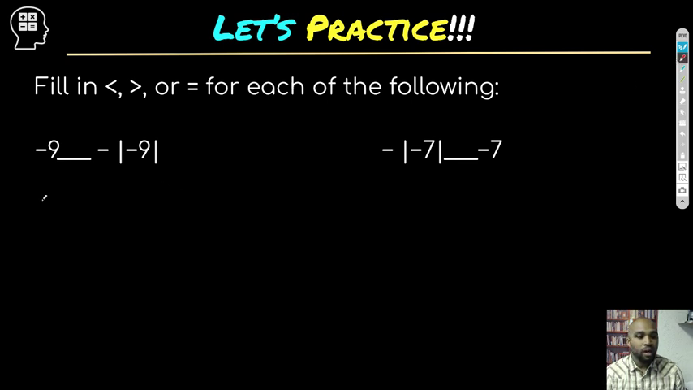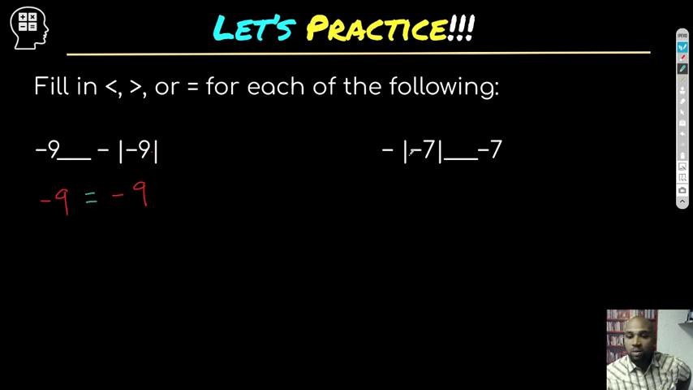Negative 9. You should pause this and try to work this one yourself and see what you would put. Work these two. Absolute value of negative 9 is 9, so this ends up being negative 9 because that negative is on the outside, and this part right here is going to be 9. So negative 9 and negative 9. Well, this is going to be equal to, right?